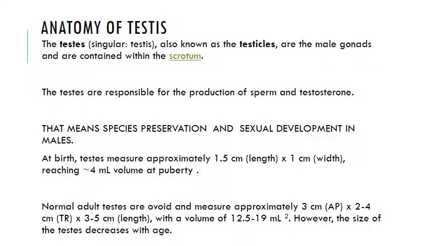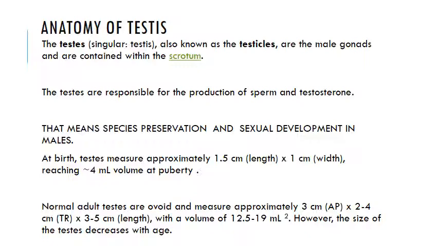Coming to the anatomy of testis, testis, as all of you know, is a male gonad that is present in the scrotum. The main function of testis is production of sperms and the male sexual hormone testosterone. So it helps in preservation of species on the earth and also the sexual development in males.